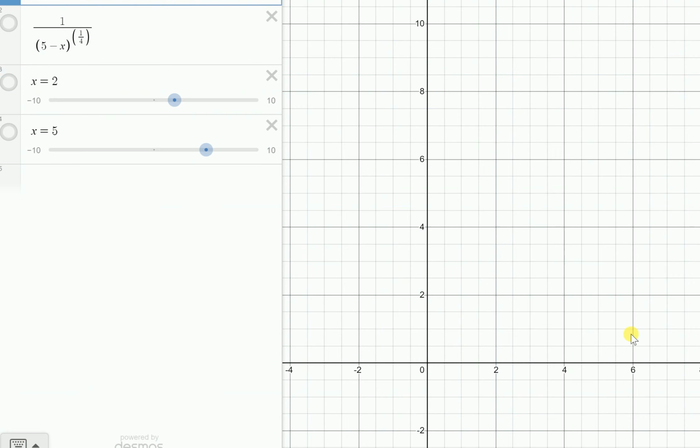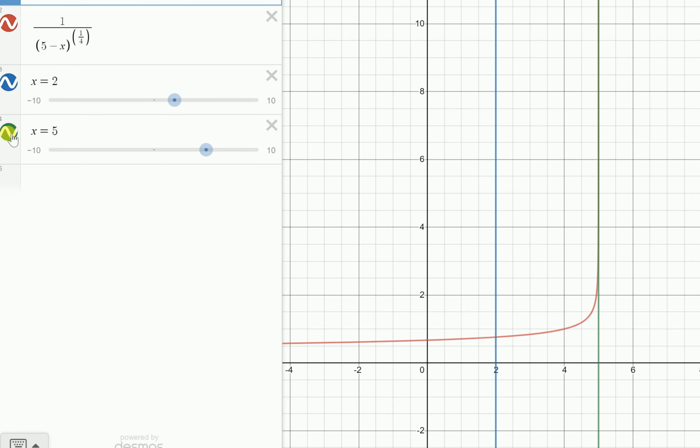So just for reference, here's Desmos, and I want to show what that graph looks like. I've just rewritten that 4th root as a 1 over 4 power. So I'm going to color that in. And I'm interested in finding the integral from 2 to 5, so I'll draw on the line x equals 2 to 5, and I'll draw that in.